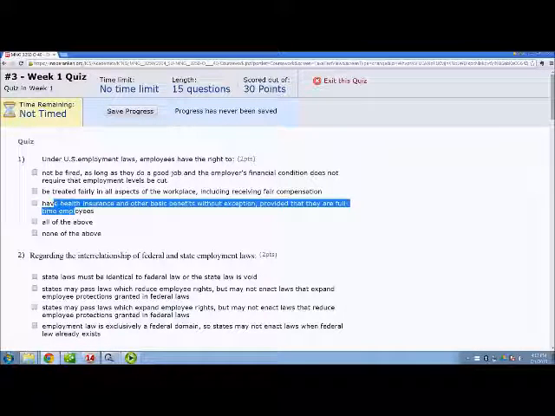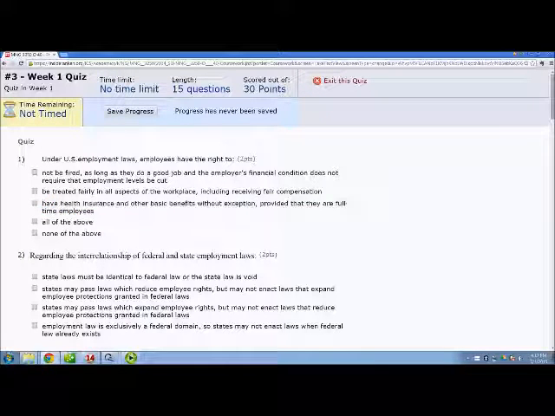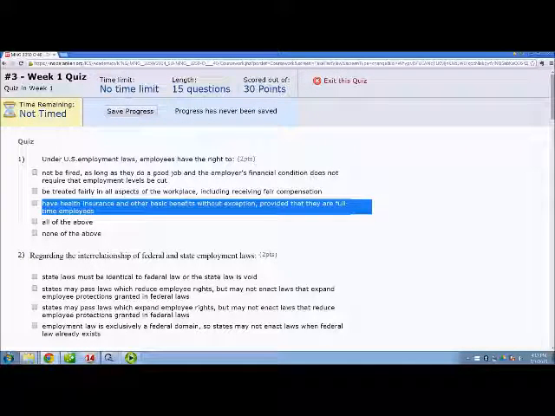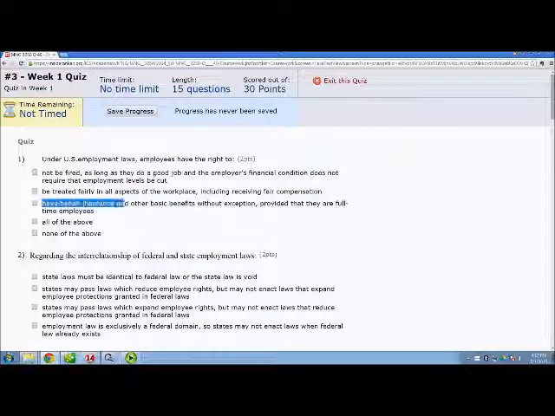And it said have health insurance and other basic benefits without exception, provided that they are full-time employees. Well, I know that's wrong because lots of people have jobs that don't get health insurance. That's a benefit that some employers give. It's a benefit that some employers are required to give under the Affordable Care Act, but I know there's exceptions to that. So I'm going to say the employees don't have a right to any of these things. So that gets rid of all the above as well. So let's go none of the above.